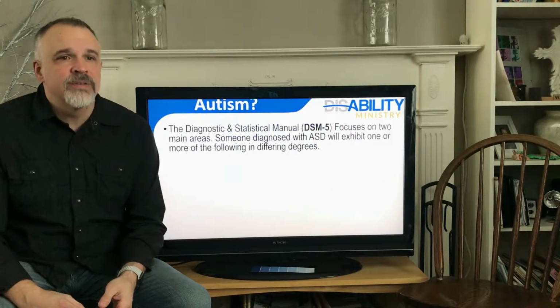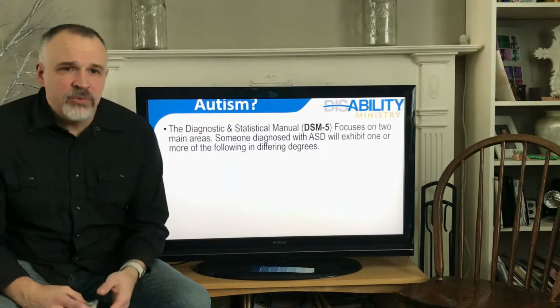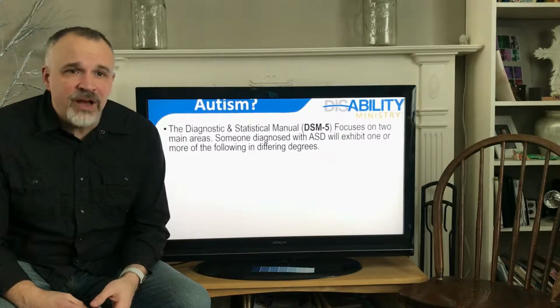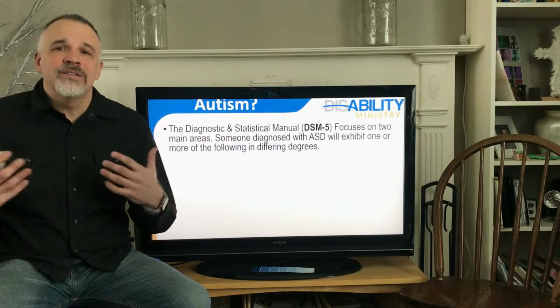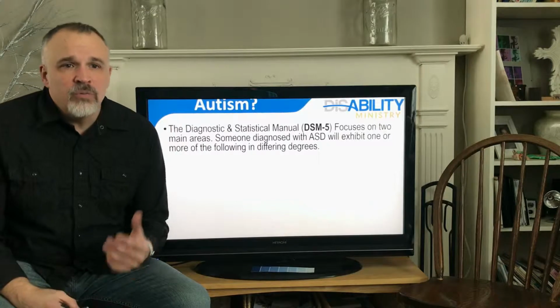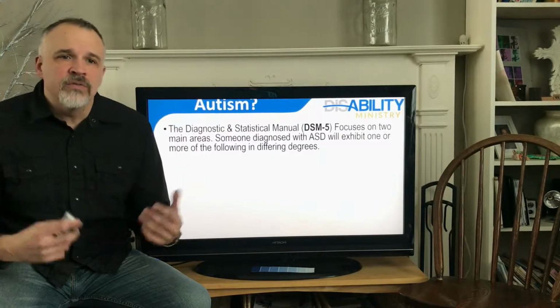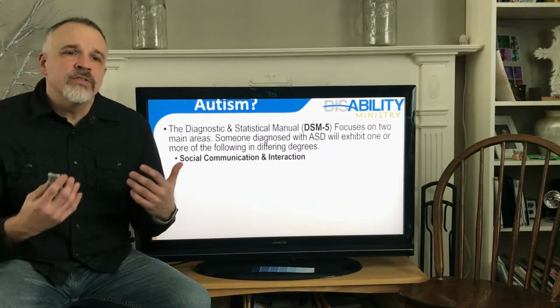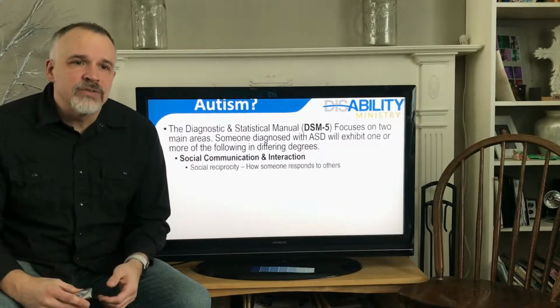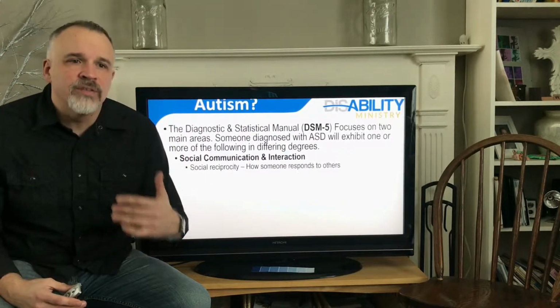So if we look at more of a textbook definition from the DSM-5, when making a diagnosis of autism, it would focus on 2 different areas of impairment. The first area is in social communication and interaction. If we look a little bit further into that, what does that mean?